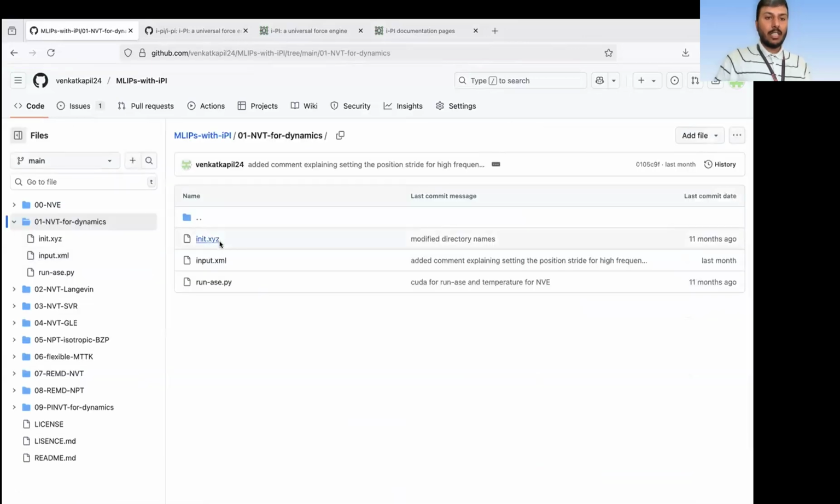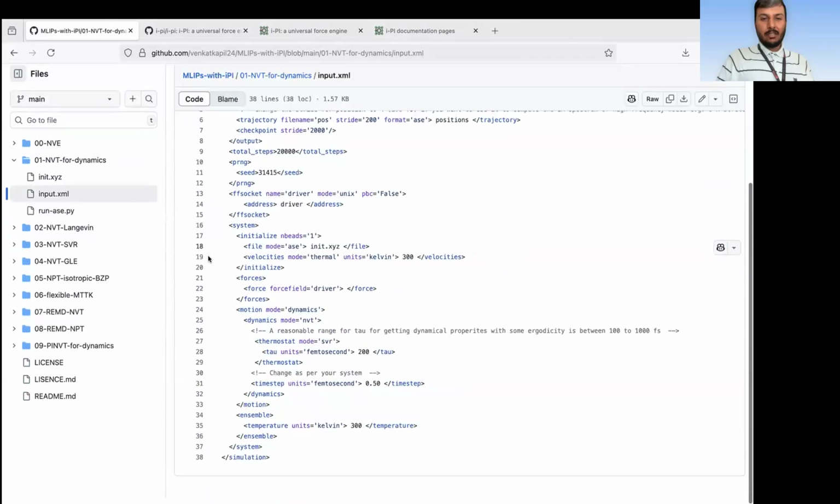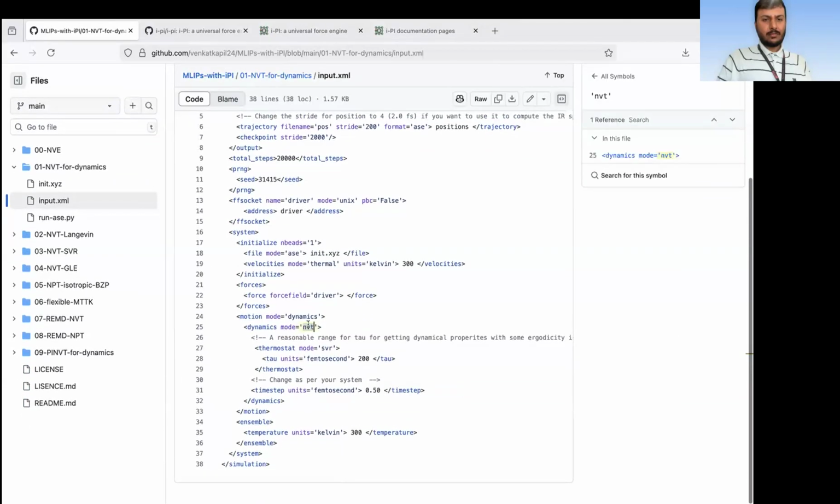Now we can look at NVT. So the only major difference is that the dynamics now says NVT, so you also have to specify a thermostat here. And of course, this ensemble temperature now is actually used. And for this thermostat, I'm using the so-called SVR, which is stochastic velocity rescaling. It's a global thermostat, which means that it changes the velocities of the full system in one step. So they are just rescaled in a random way.